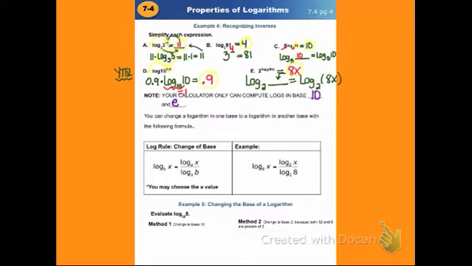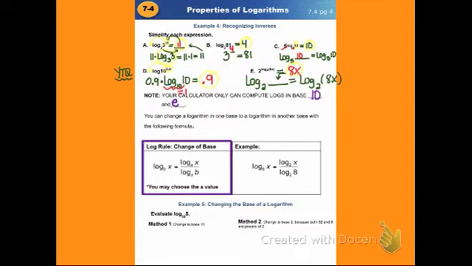This next property we're going to talk about is actually my favorite logarithm property, and it allows us to get around the fact that our calculator will only do log base 10. We can use this new property to help us do what's called changing the base.